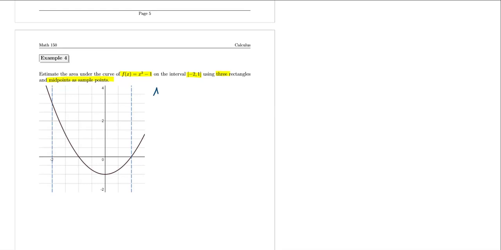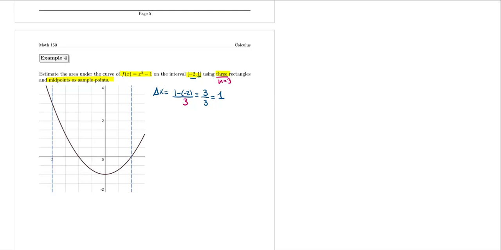So we'll get here, delta x is going to be equal to b minus a, which in this case is 1 minus -2, over the number of subintervals. In this case, our n was equal to 3. So what does that give us? We're going to get 1 minus -2, which is 3, divided by 3, which is going to give us a 1.